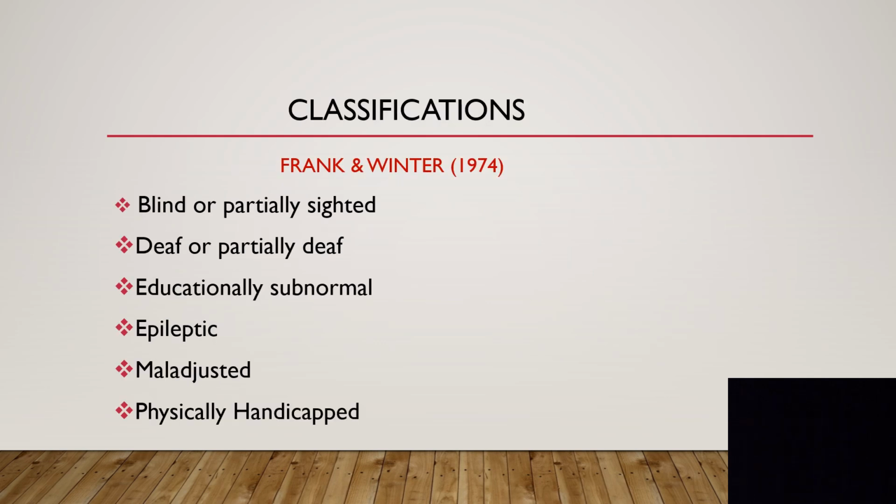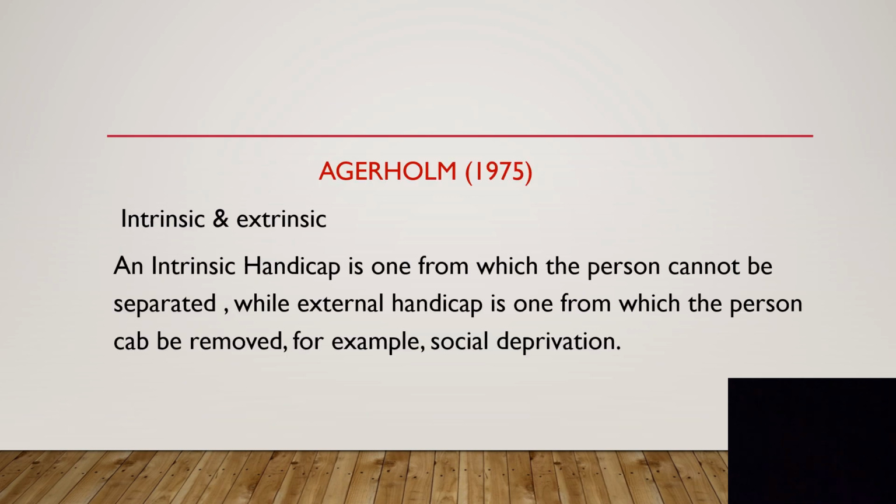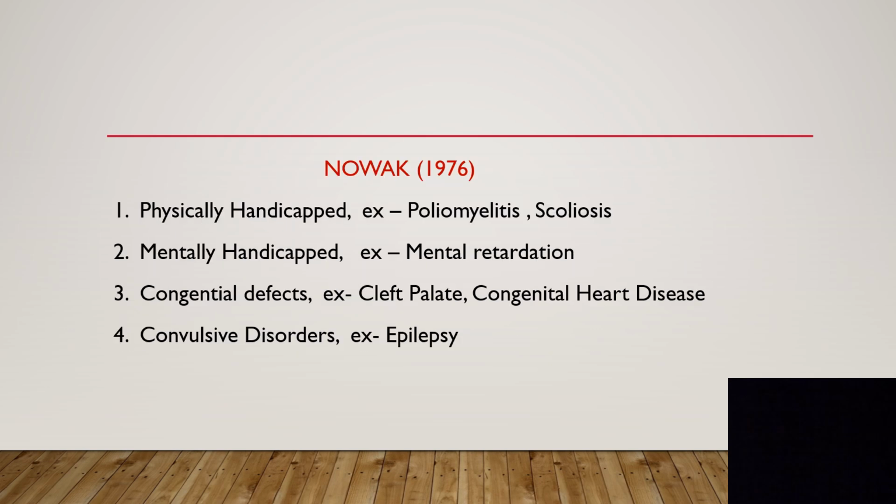Now the classifications. Frankenwinter, 1974: blind or partially sighted, deaf or partially deaf, educationally subnormal, epileptic, maladjusted, physically handicapped, defective of speech or senile. Agerholm, in 1975, classified as intrinsic and extrinsic. An intrinsic handicap is one from which the person cannot be separated, while external handicap is one from which the person can be removed. For example, social deprivation.